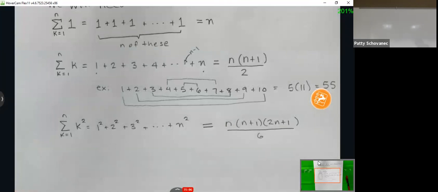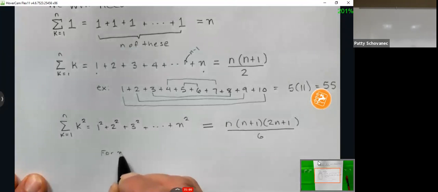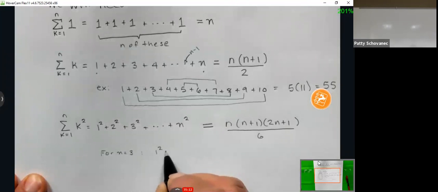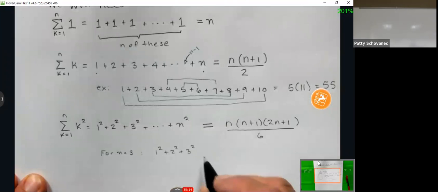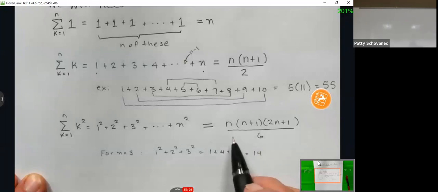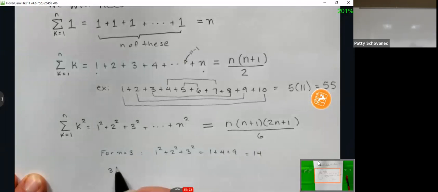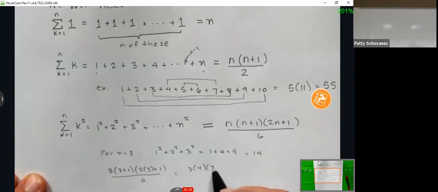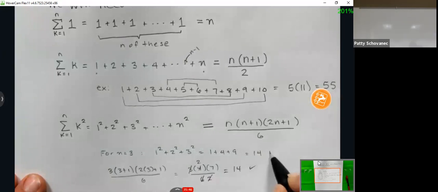Let's verify this formula for n is 3. For n is 3, we have 1 squared plus 2 squared plus 3 squared. So we have 1 plus 4 plus 9 is 14. Now up here in this expression, when n is 3, I have 3 times 3 plus 1 times 2 times 3 plus 1 over 6. So that's 3 times 4, 6, 7 times 7 over 6. Let's see, 3 is going to go into 6 twice. 2 goes into 4 twice. 2 times 7 is 14.